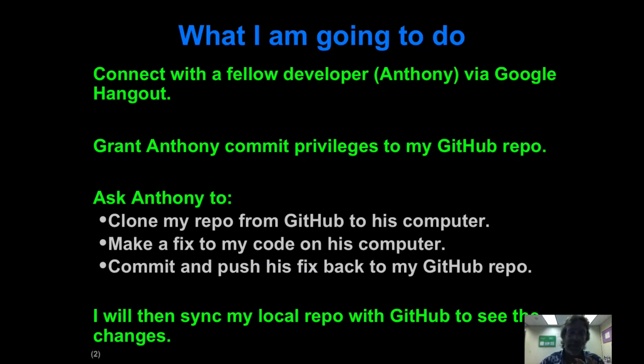So after I give him my commit privileges, he's going to clone my repo to his computer, make a fix to my code on his computer, and then he's going to commit and push those changes back to my GitHub repo, where now I can sync my local computer to get them, right? So let's see how this works.